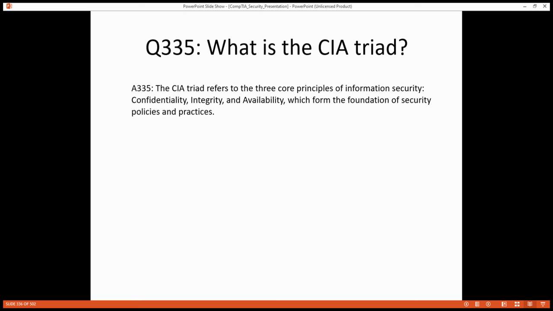Q335. What is the CIA triad? A335. The CIA triad refers to the three core principles of information security: confidentiality, integrity, and availability, which form the foundation of security policies and practices.